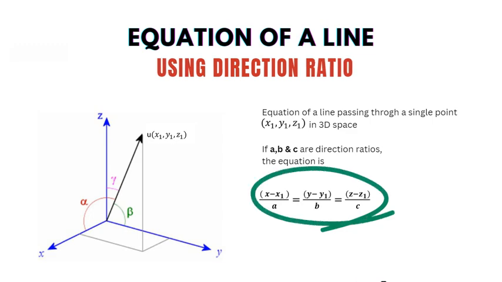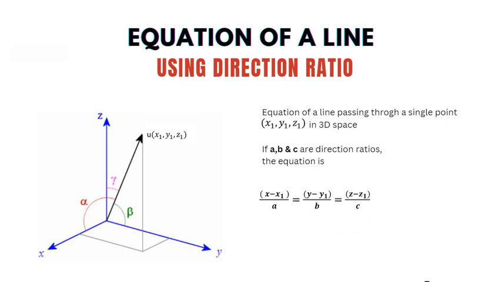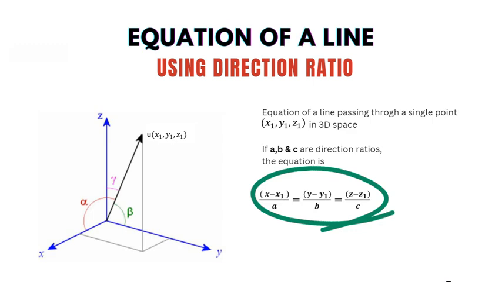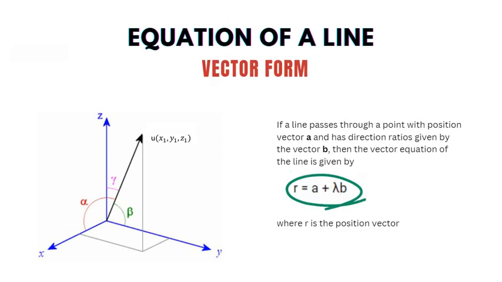If a, b and c are direction ratios, then the equation of the line is given by (x − x1)/a = (y − y1)/b = (z − z1)/c, as shown in the diagram. It is also possible to represent a line in vector form as well.